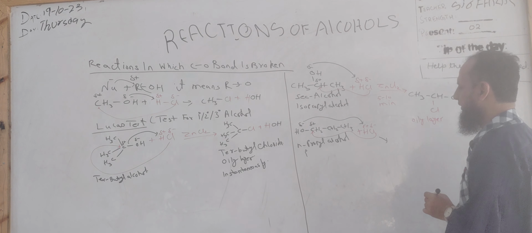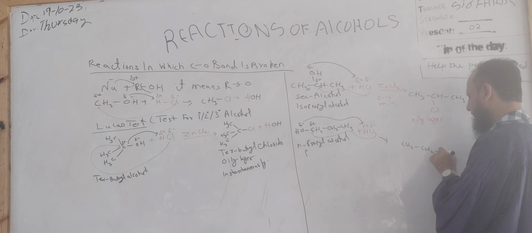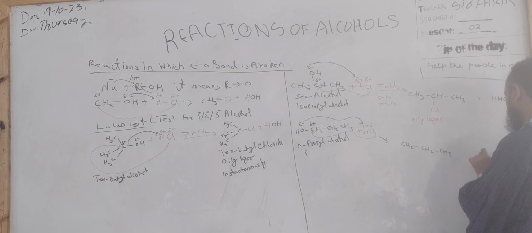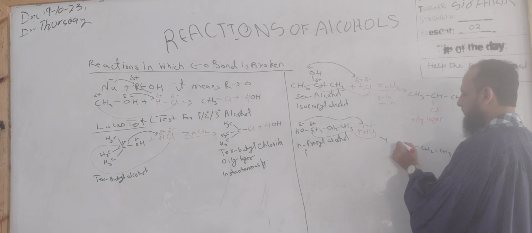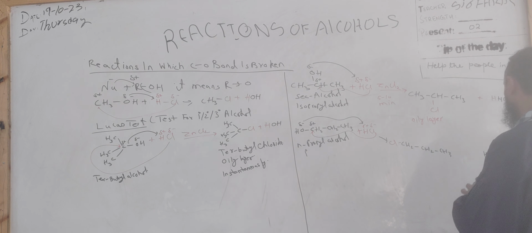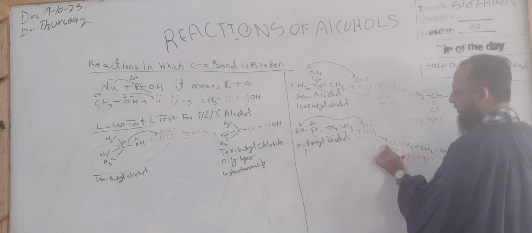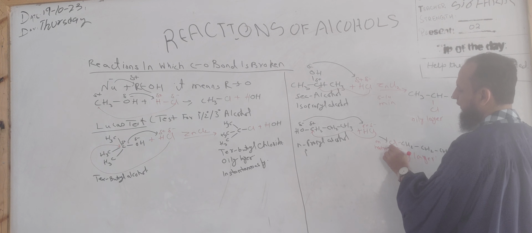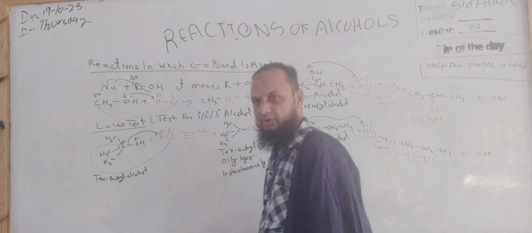What we get? We get CH2, CH2, CH3, and this carbon has been attacked by whom? Chloride. And H came over here, we get this, we get oily layer, but we got oily layer only on heating. Okay? So if we get the oily layer on heating, then it means our compound was a primary alcohol. Dekho, ye nazar aa raha hai?